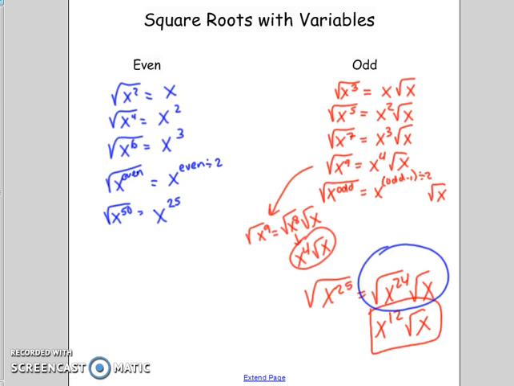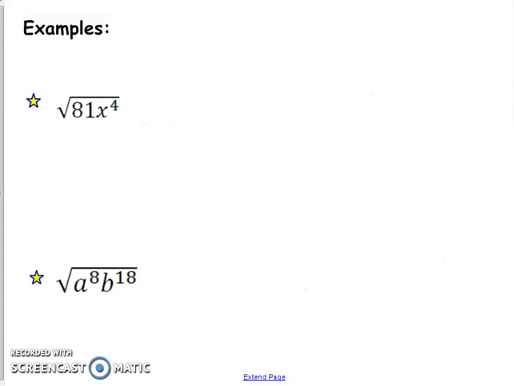So x to the 12th is outside, x is left over. Okay, so we're going to look at a couple of these. When you're given something that has more than one thing under the radical, you're going to just break them down separately and then smush your answers together. So you have the square root of 81 and the square root of x to the 4th. Square root of 81 is 9. Square root of x to the 4th is going to be x squared. So your answer is going to be 9x squared.